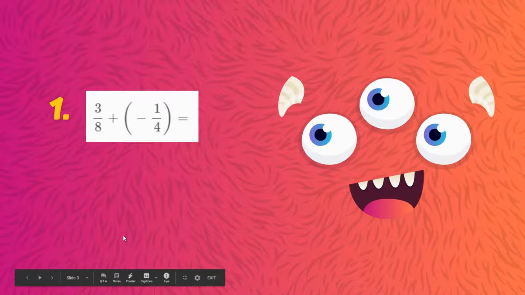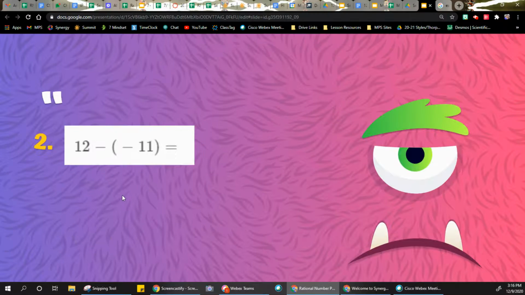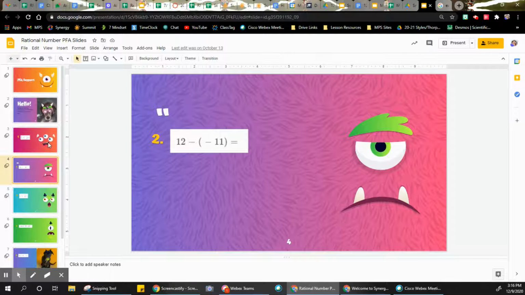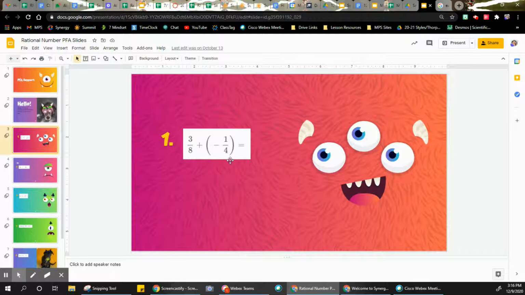So, problem number 1 is 3/8 plus -1/4. Remember that whenever I have a positive and a negative, I'm going to subtract from the bigger number and keep the sign of the bigger number. But looking at this, I don't necessarily know which one is bigger, because I don't know if 3/8 or 1/4 is bigger. So to figure that out, I'm going to convert to have a common denominator.